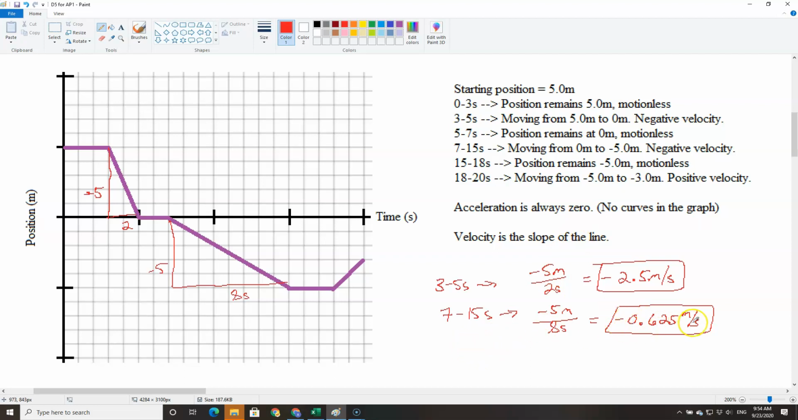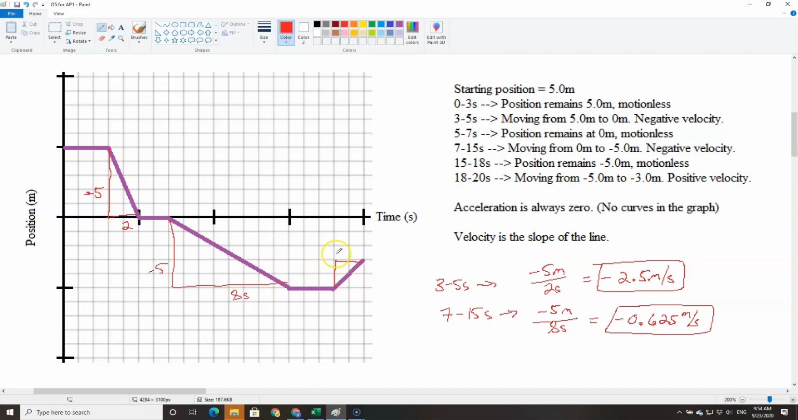Obviously, negative 0.625 is a bigger number than negative 2.5, but again, in physics, the negative just indicates a direction. It does not indicate a size. The negative 2.5 meters per second is still faster than the negative 0.625.